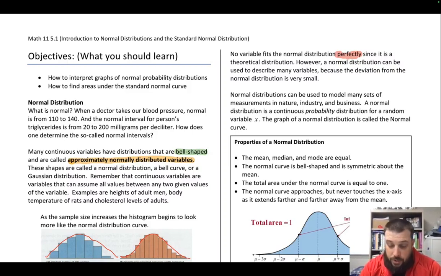Normal distributions get used in a lot of areas, to model measurements, industry, and business, because it's a continuous probability distribution for a random variable. And we call this distribution a normal curve.